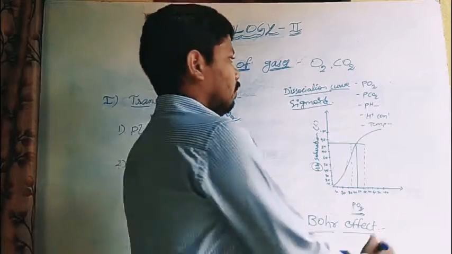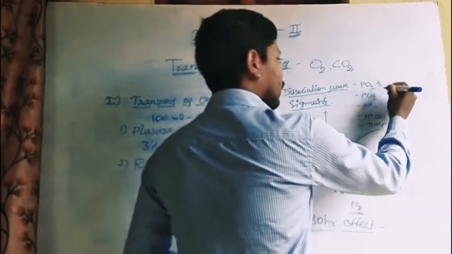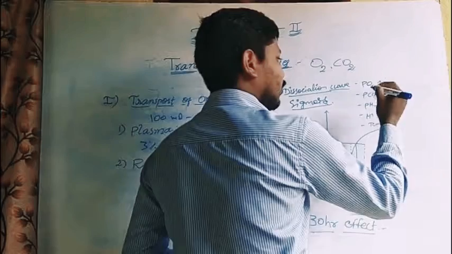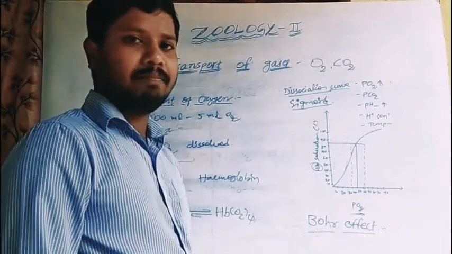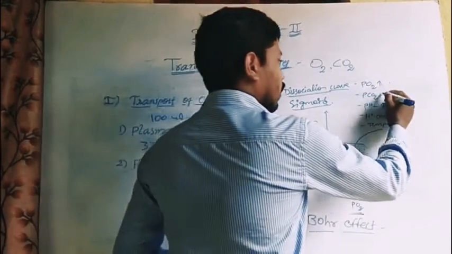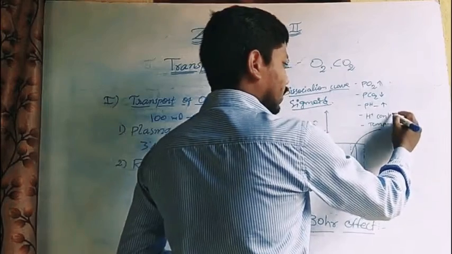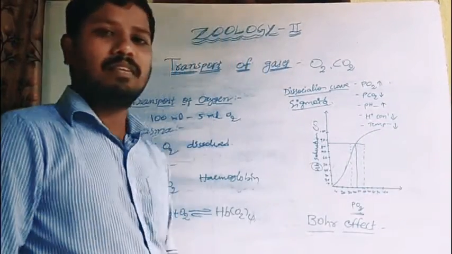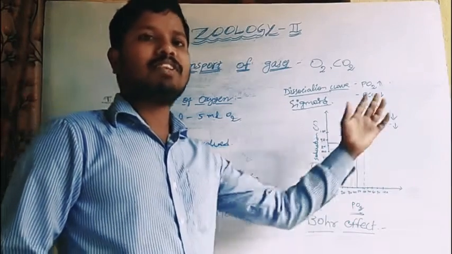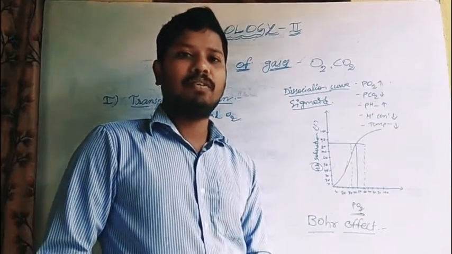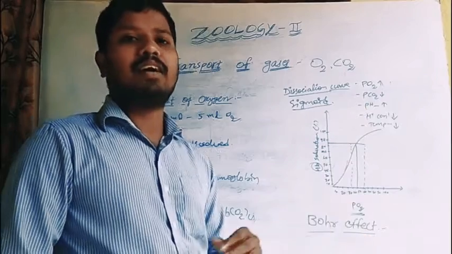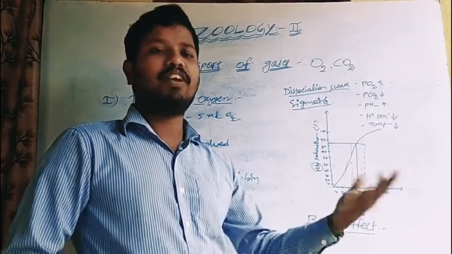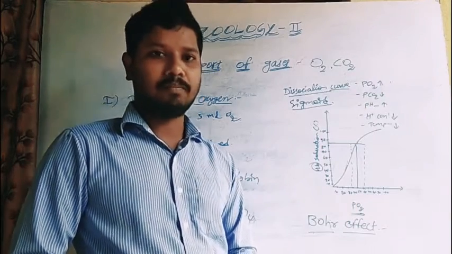When partial pressure of oxygen and pH levels are high, and partial pressure of carbon dioxide, hydrogen ion concentration and temperature are low, these conditions are favorable to binding of oxygen with the hemoglobin and formation of oxyhemoglobin.